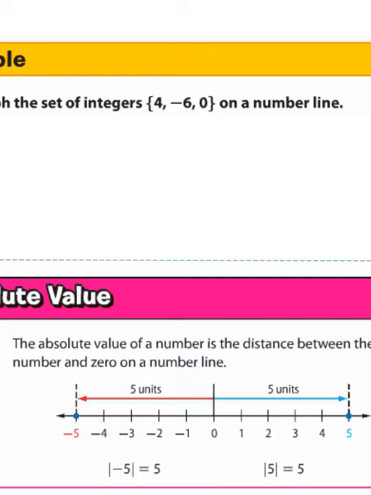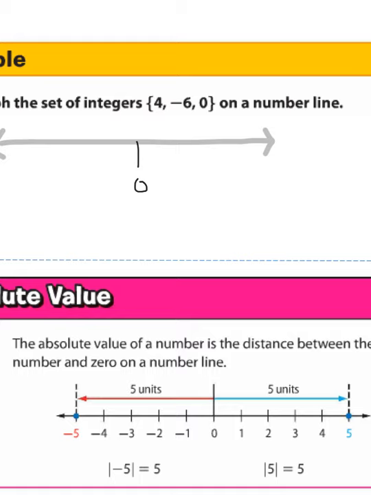For example number 3, we're going to graph the set of integers 4, -6, and 0 on a number line. So we're going to draw a number line and show that there are arrows on both sides. The values are going to be from 0 in the center, so that's a pretty easy one to remember. But then we have to think about what numbers go to the left and what numbers go to the right.